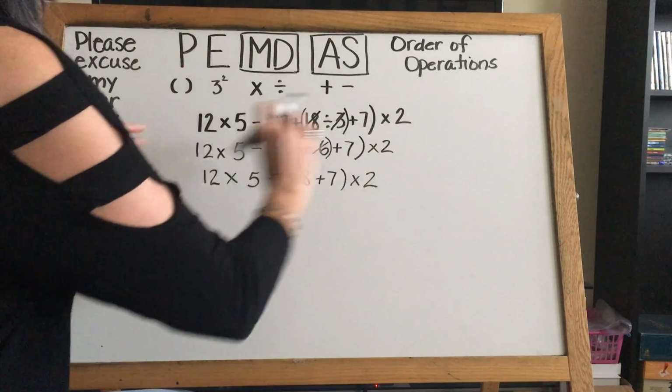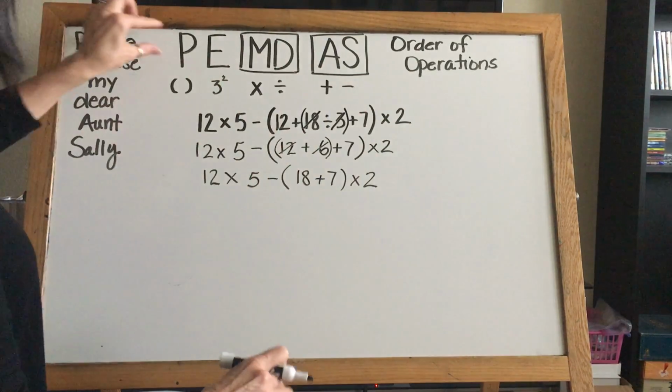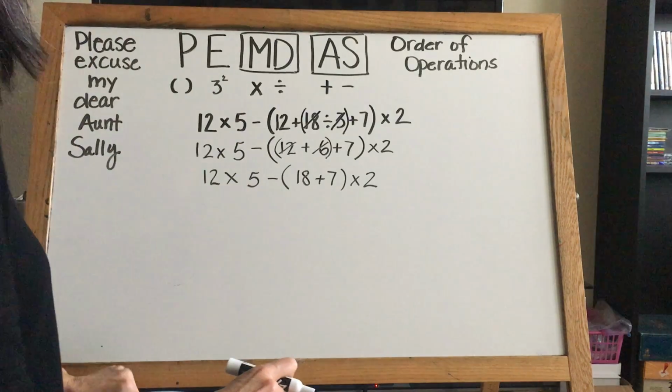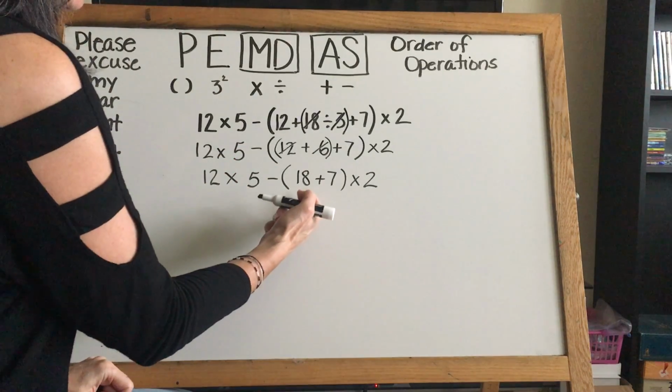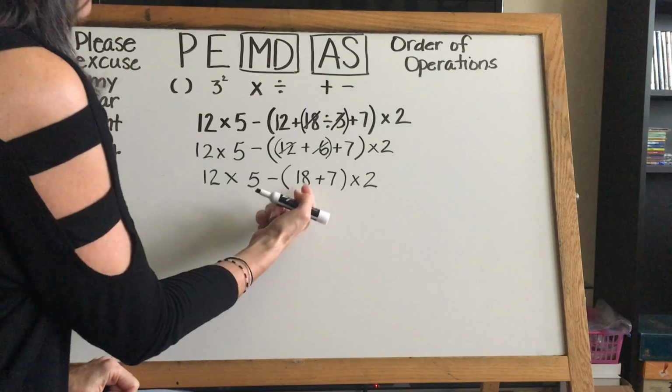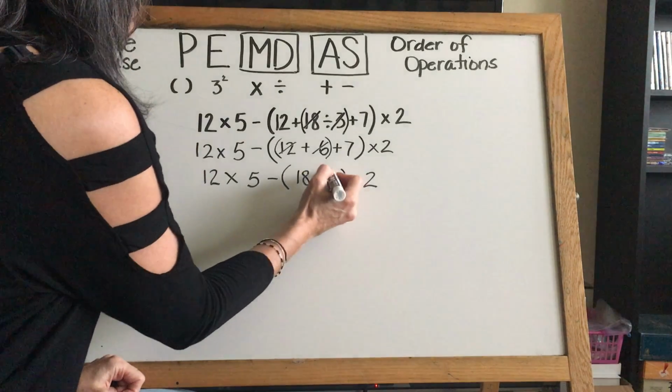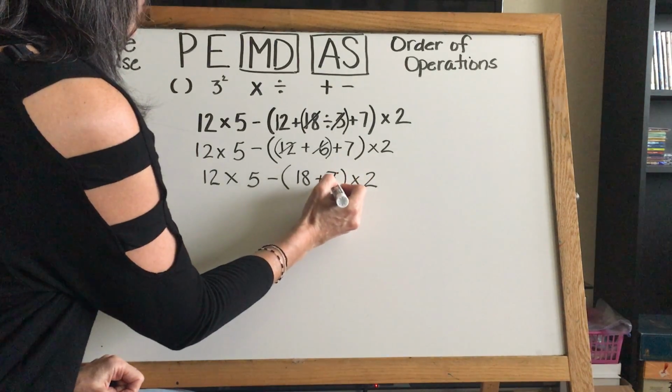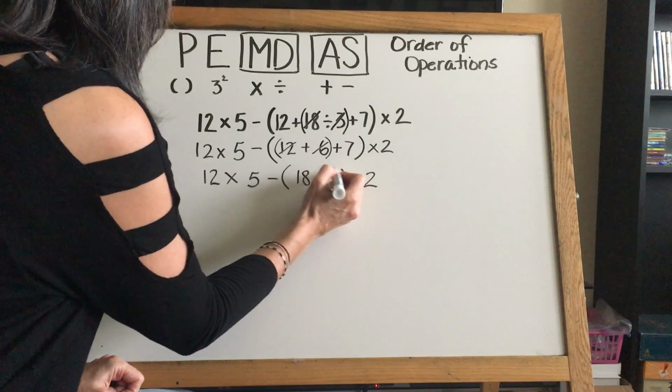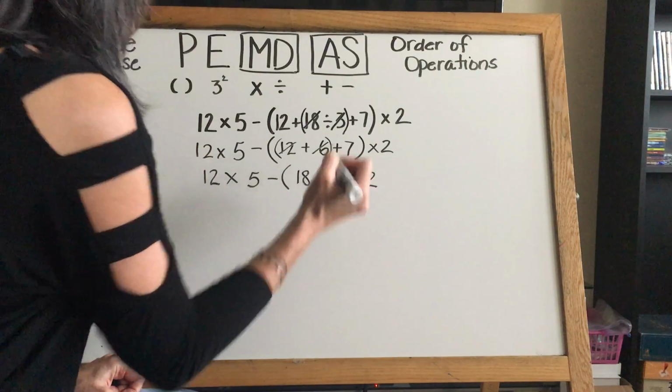You're going to solve one thing each time. You go back to PEMDAS and say, do I still have parentheses? Yes. So what is 18 plus 7? Okay, so 18, if you're using touch math, 18, 19, 20, 21, 22, 23, 24.